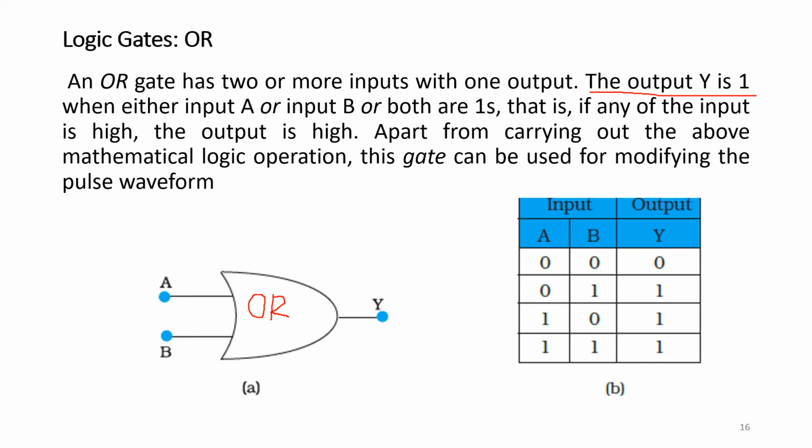One input is high, so the output is high. Similarly, if B is high, the output is high. If both are high, the output is high. So if any one or both are high, the output is high. If both are zero, the output is zero. Please remember this relationship. OR means the current can pass through this or that or both. If any one is 1, the output is 1. This relationship is called the OR gate.